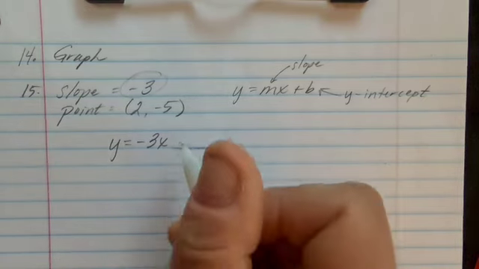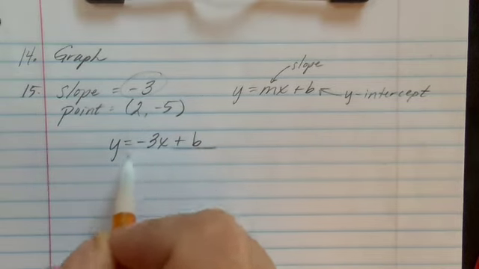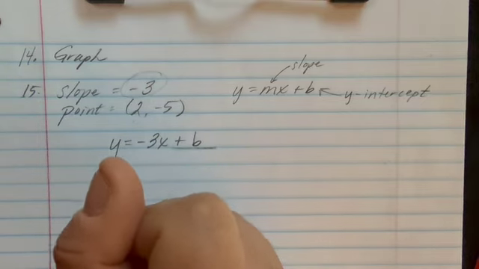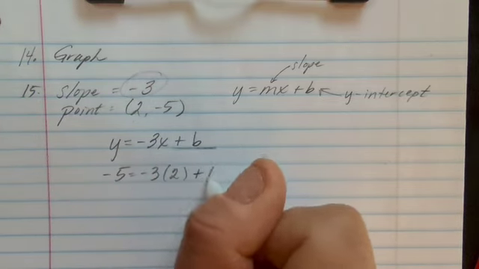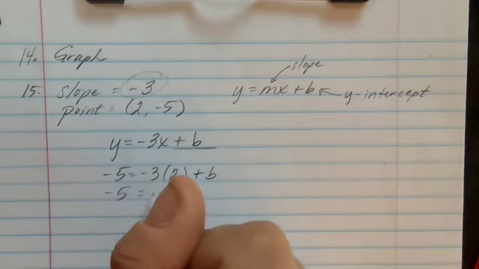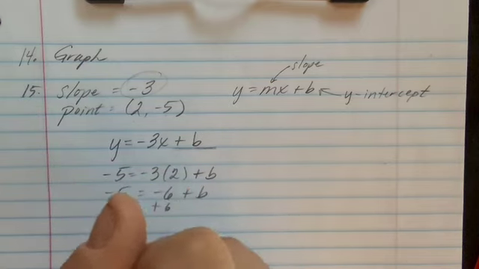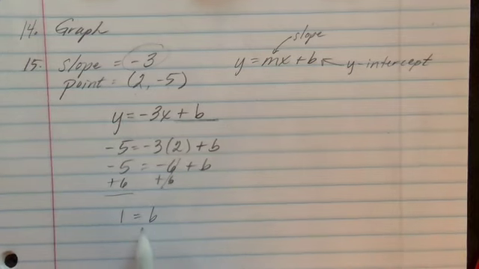Okay, to find out what that is, I'm going to put x and y in here and solve it for b. This is x, this is y. So I have negative 5 equals negative 3 times 2 plus b. Negative 5 equals negative 6 plus b. Since this is a negative 6, I'm going to add it to each side to move it off of this right side of the equal sign and move it to the left side of the equal sign. I get a positive 1 equals b. Awesome. Okay, I know what b is now.